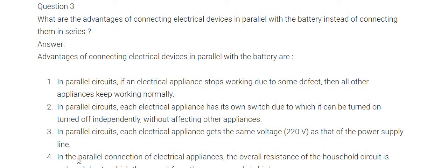Now let's move further. Question number 3. What are the advantages of connecting an electric device in parallel with a battery instead of connecting them in series?